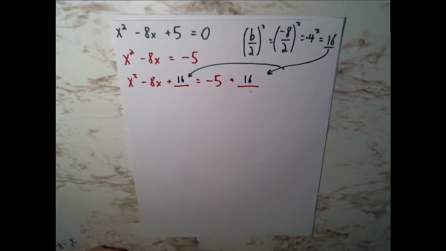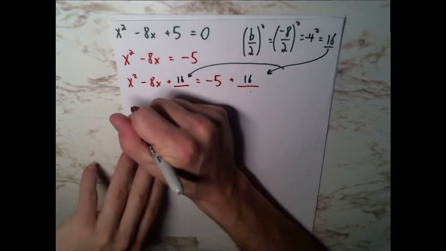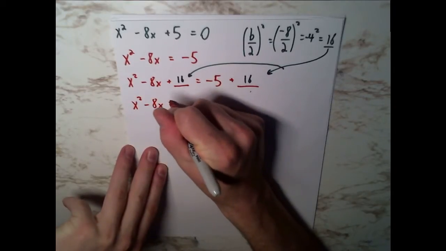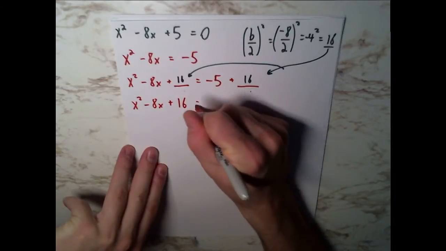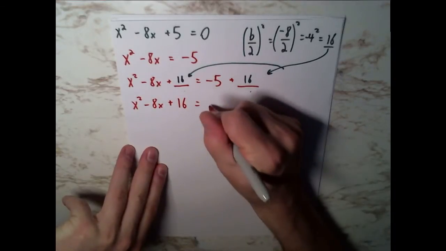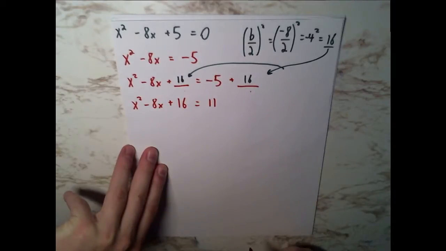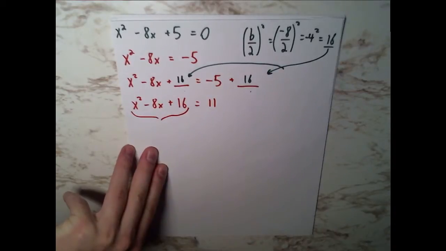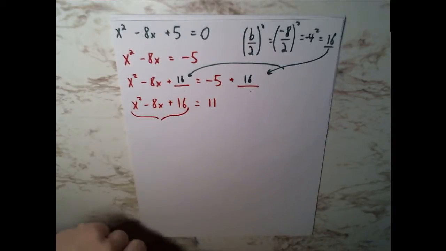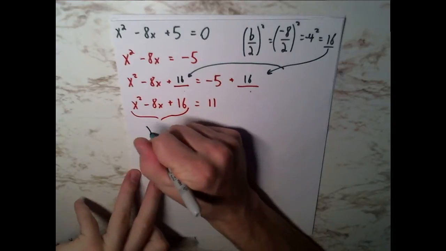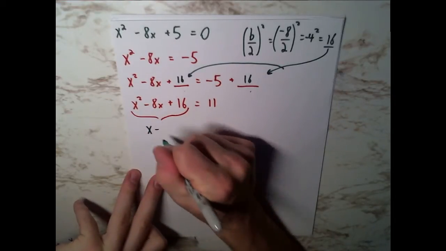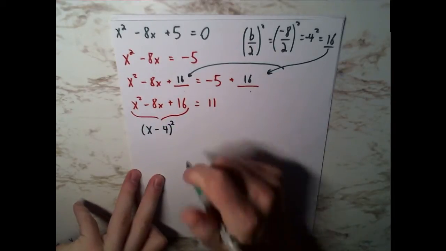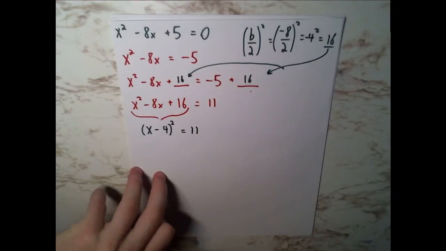So now that we have that written out, we'll simplify this a little bit more. So x squared minus 8x plus 16 equals negative 5 plus 16, which is 11. And now this is going to factor. So we think about what this factors down into, and this one's going to be x minus 4 quantity squared, and that's equal to 11.